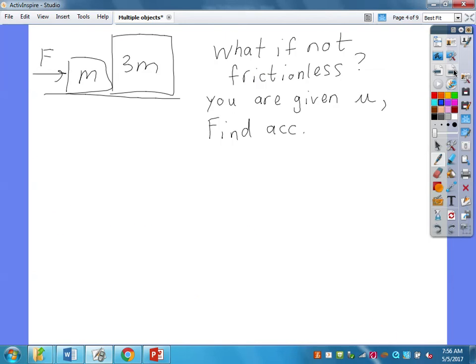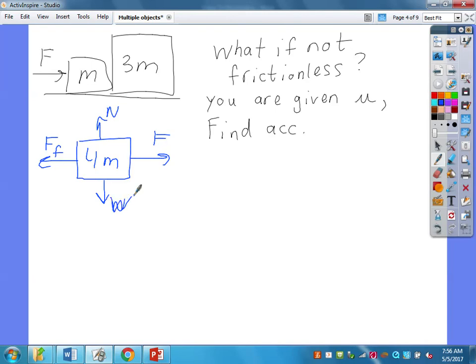Now, what if we add friction to it? You are given mu. Find the acceleration. So we basically do the exact same thing again. I'm not going to do the second part, but you can hopefully put the second part together again. This is 4M now being pushed with a force F, but there's a force of friction going back in the opposite direction. Technically, there's also weight and normal. So what would we do here? F net equals 4M times A equals F minus the force of friction.